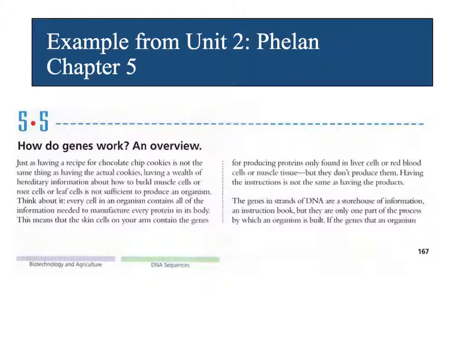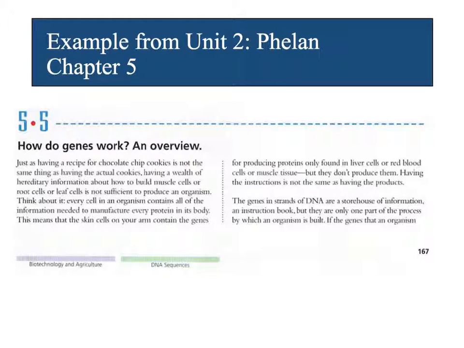So to start out a close reading of this particular section, read the first sentence aloud to students, which is, just as having a recipe for chocolate chip cookies is not the same thing as having actual cookies, having a wealth of hereditary information on how to build muscle cells or root cells or leaf cells is not sufficient to produce an organism. And then stop and talk about what that means to students. So what are they getting from that analogy of chocolate chip cookie to chocolate chip cookie recipe in terms of DNA material and having actual cells?